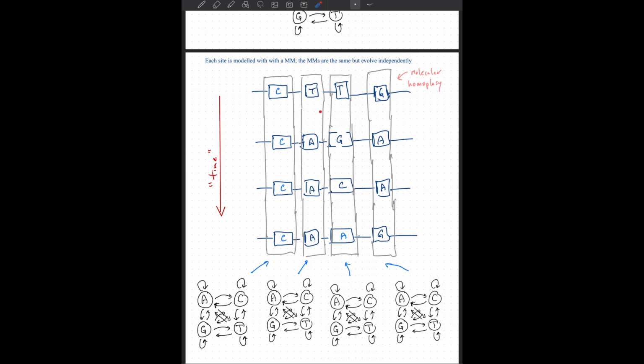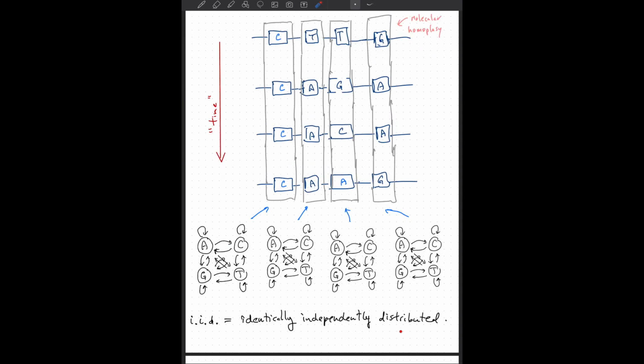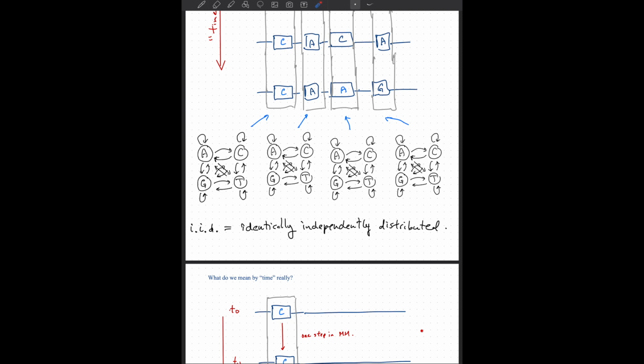In other words, this one here, I started in a C, and I ended up in a C. And in this one here, I started in a T, and my evolution proceeded from there, and this one started in state G. So they may all have the same parameters, but the evolution occurs independently. There's a term for that called IID that you see quite often in the literature, and it means identically independently distributed. Okay, so it's exactly that, IID.